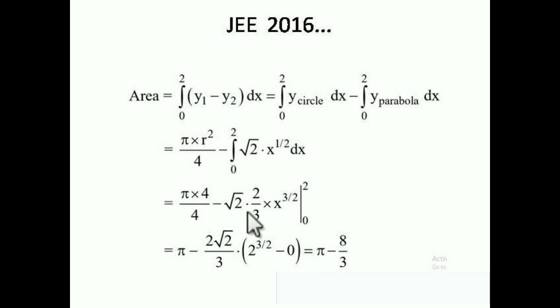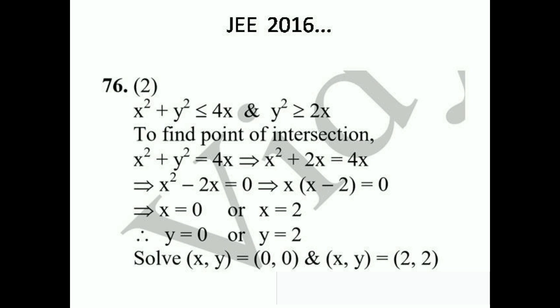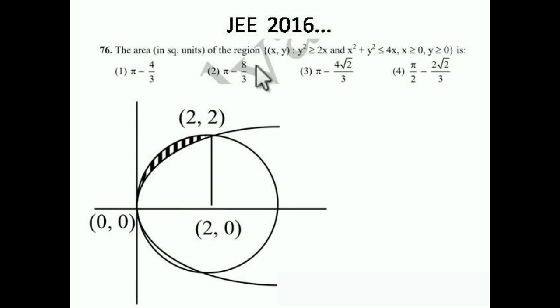Now just put 2 here and 0, upper limit minus lower limit. So you have 2 root 2 by 3 into 2 raised to 3 by 2. So 2 raised to 3 by 2 into 2 raised to 1 by 2. That is 2 raised to 3 by 2 plus 1 by 2, that is 2 raised to 2. That is 4. So 4 into 2 by 3, it's 8 by 3. So my answer is pi minus 8 by 3. So which answer option? Option number 2 is the right option, pi minus 8 by 3.